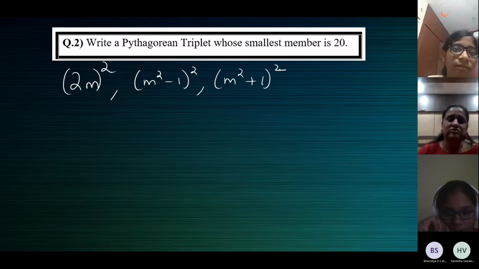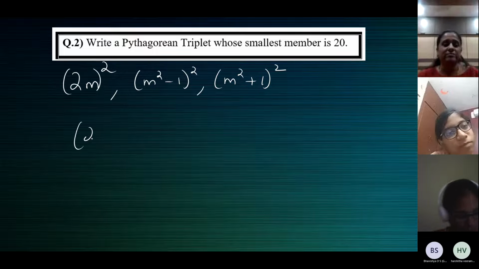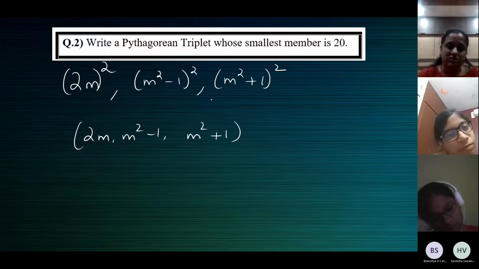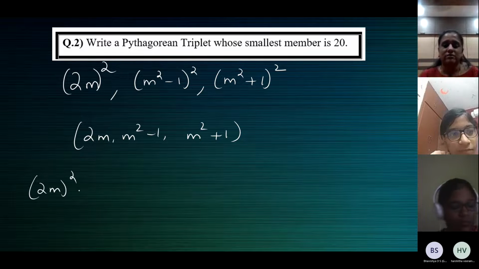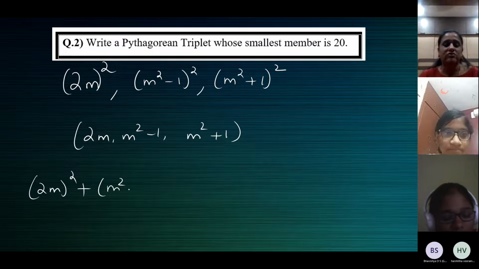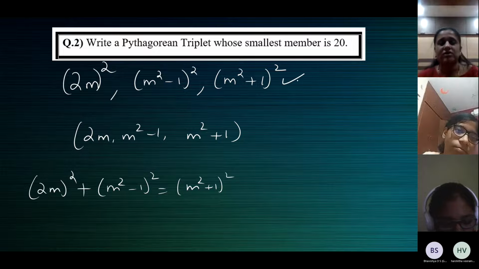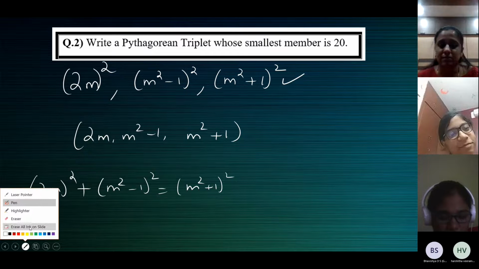Okay, fine. If you have learned it like this in school, fine. So the members of a Pythagorean triplet are 2m, m square minus 1 and m square plus 1. When you write it as an equation, we write 2m the whole square plus m square minus 1 the whole square is equal to m square plus 1 the whole square. You follow what your teachers told you. So you have to say this when you're asked to tell the Pythagorean triplet.